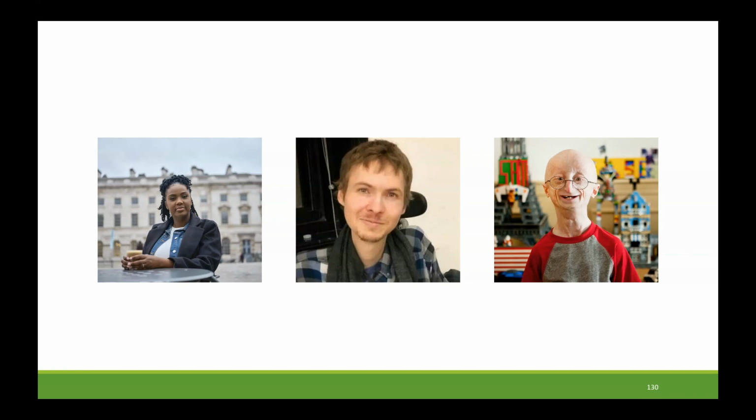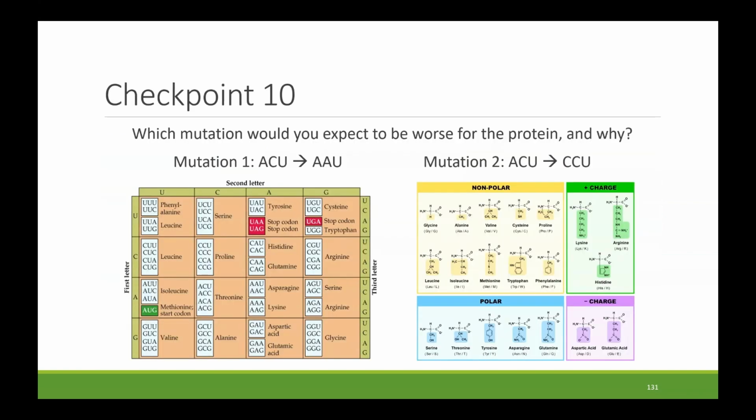I'm going to leave you with one final checkpoint to test your overall understanding, and that is, which of these 2 mutations would you expect to be worse for a protein and why? Mutation 1 is ACU changed to AAU. Mutation 2 is ACU changed to CCU. And to answer this question, you'll need both the codon table as well as the amino acid chart, which are both on the screen. And once you finish this checkpoint, you're all done with Chapter 9.